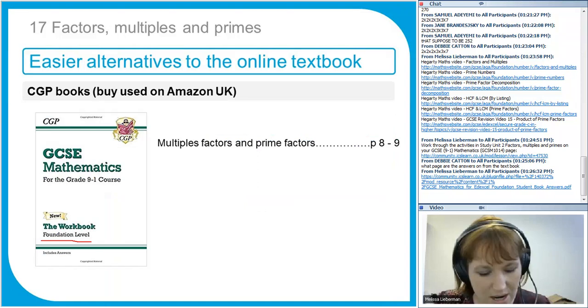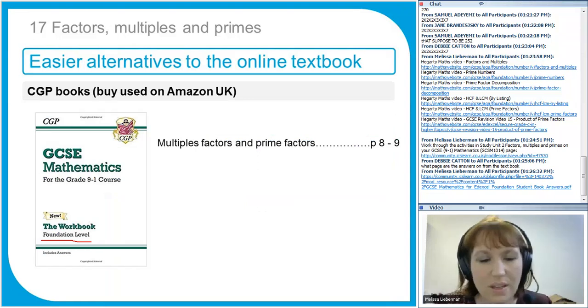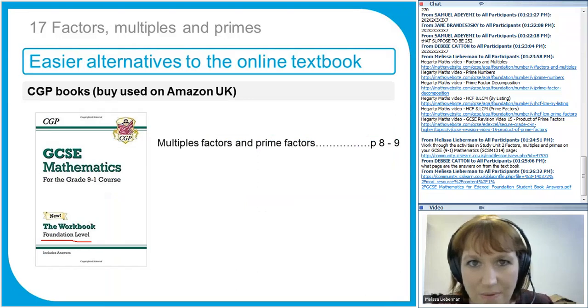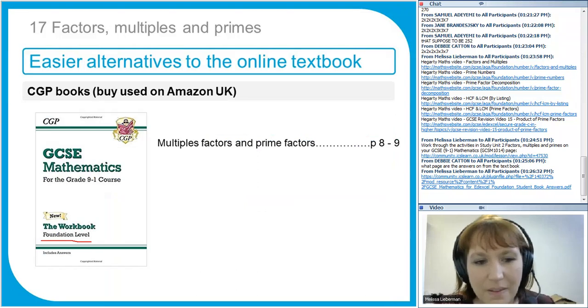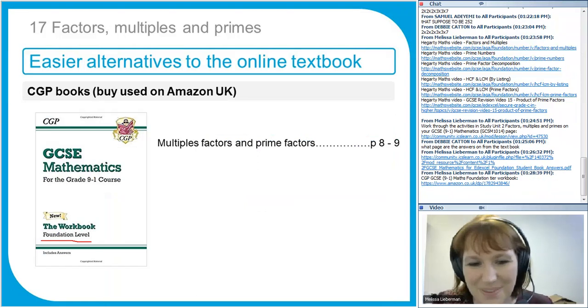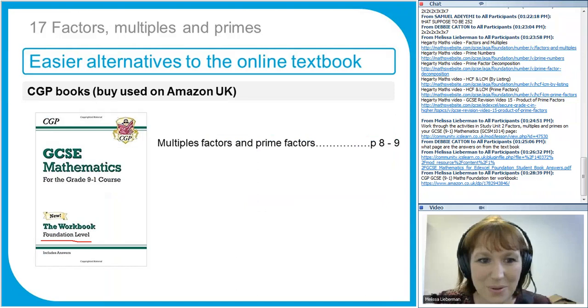If you want just more practice questions for foundation tier, even if you're doing higher tier, the advantage with this foundation tier version is that you can write the answers in the boxes, and this will cover everything up to grade 5, which is a lower grade B. If you want the higher tier book, you can get that as well, but it doesn't have spaces to write in the answers. So that's why I quite like this one. And that's just pages 8 and 9. We'll have some practice questions for you there.